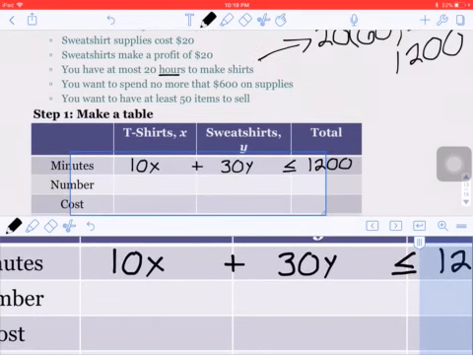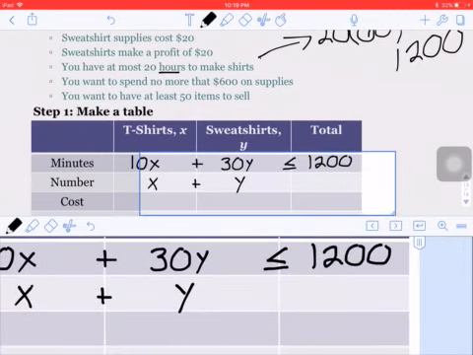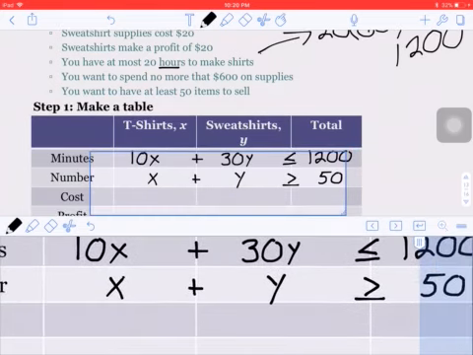Now, going into the number of t-shirts made, that's just going to be X. Number of sweatshirts made is just going to be Y. We're going to be adding these things. And then our total, it says you want to have at least 50 items to sell. So we're going to say these things should be 50 or more. In other words, we want this to be more than 50, or equal to. We have to have at least 50, so ideally we'd like to have more, but we'll see what happens.